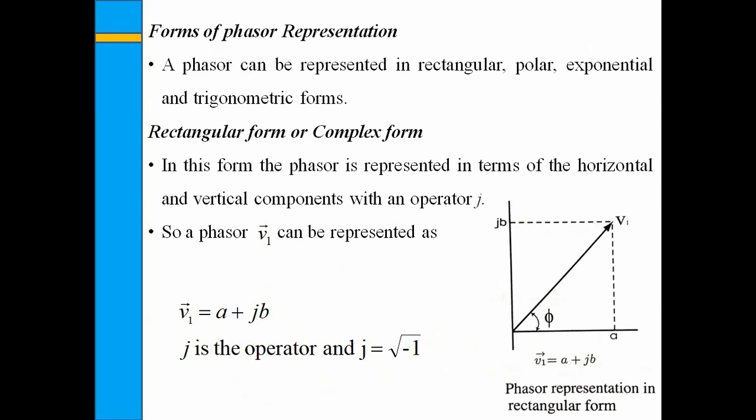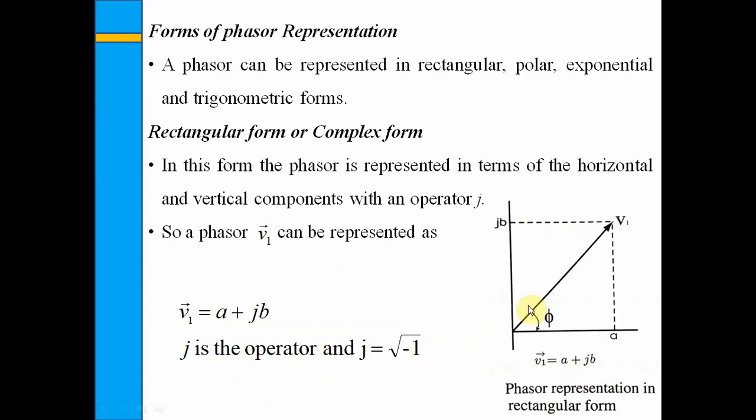Now these phasors can be represented in rectangular, polar, exponential and trigonometric form. Let us see the rectangular form, which is also called the complex form. In this form, the phasor is represented in terms of a horizontal component and a vertical component, and we make use of an operator called j, where j is equal to square root of minus 1.